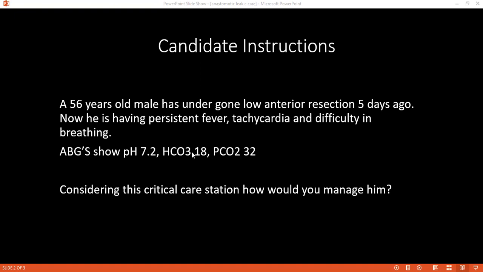Okay. You have already told me. How would you take care of the tachycardia for this patient, or the breathing difficulty?